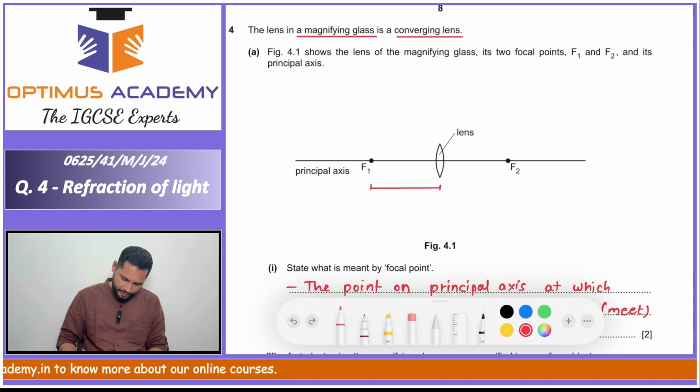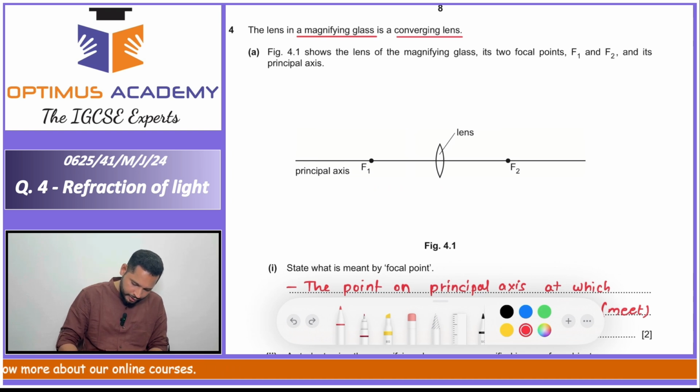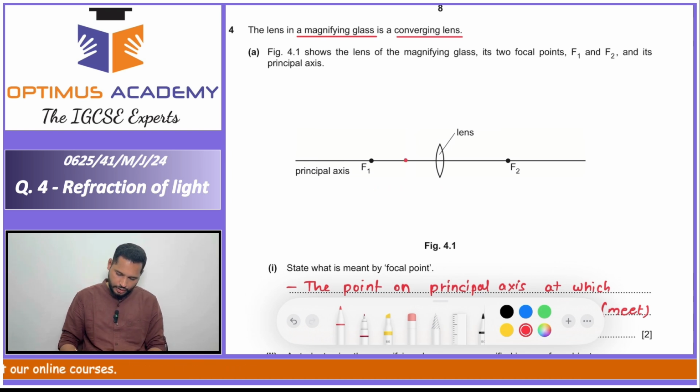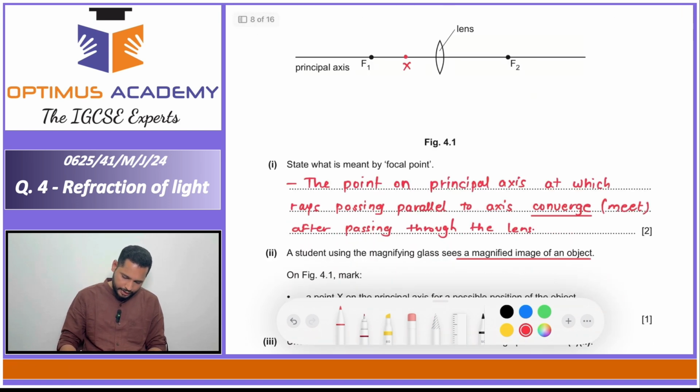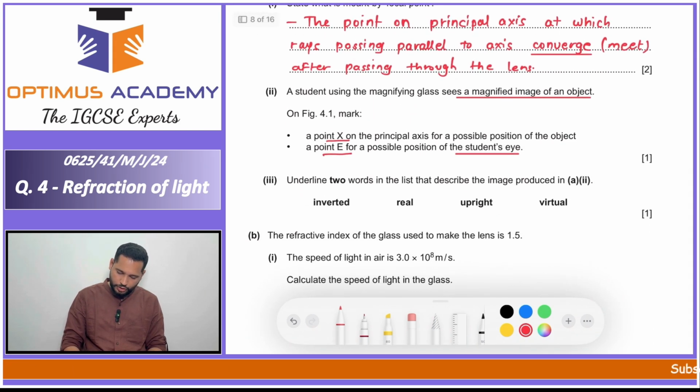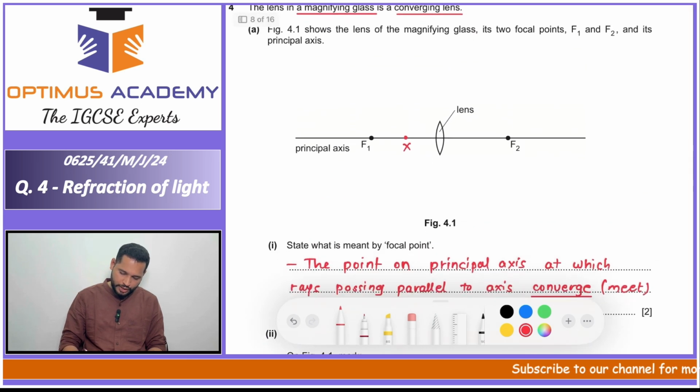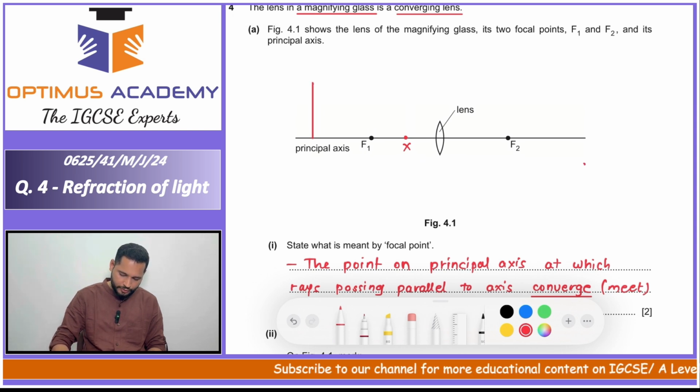So let us say that we are keeping the object between the optical center and focus over here. We have to mark this point as X as they have suggested in the question. And the next is the point E for the possible position of the student's eye. If the object is kept over here, the image is going to be somewhere here. And to see this image, we have to have our eyes positioned somewhere over here.